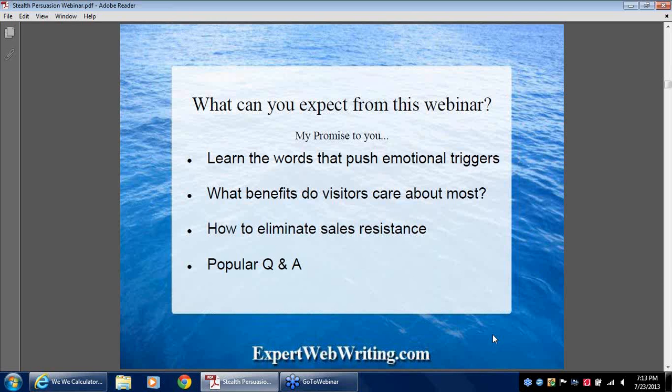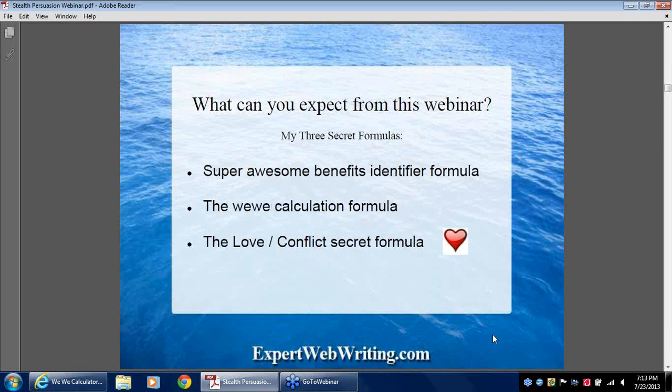I have 3 secret formulas that I want to show you tonight. The first one is the super awesome benefits identifier formula. I know that's a mouthful, and it's kind of wild, but you guys are going to see just how easy this is tonight, and it really makes a huge difference. The WEE calculation formula, okay, that has nothing to do with the bathroom. It's a special online free calculation tool that I'm going to share with you tonight that tells you if you're talking too much about yourself, being egotistical, or not enough about your customer.